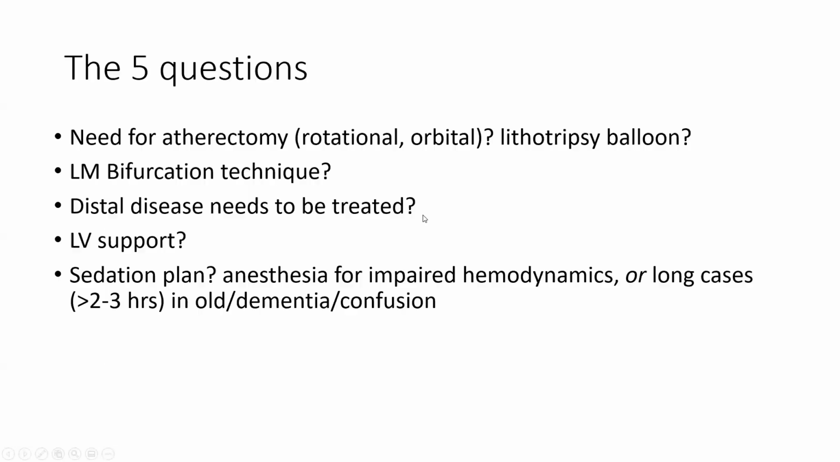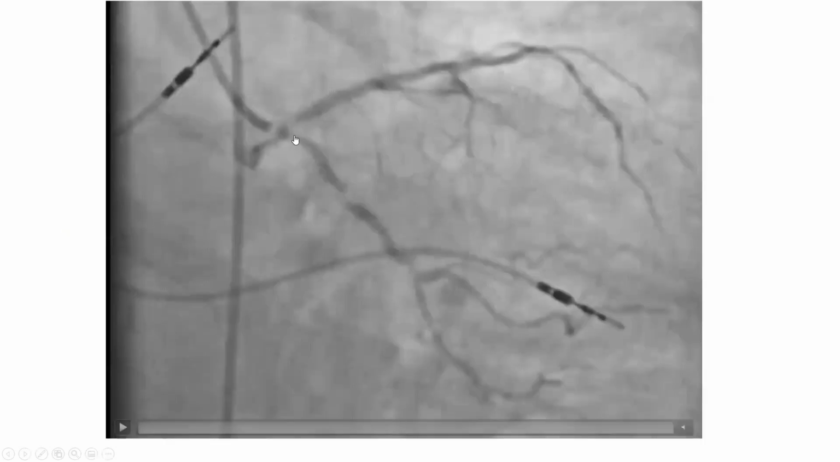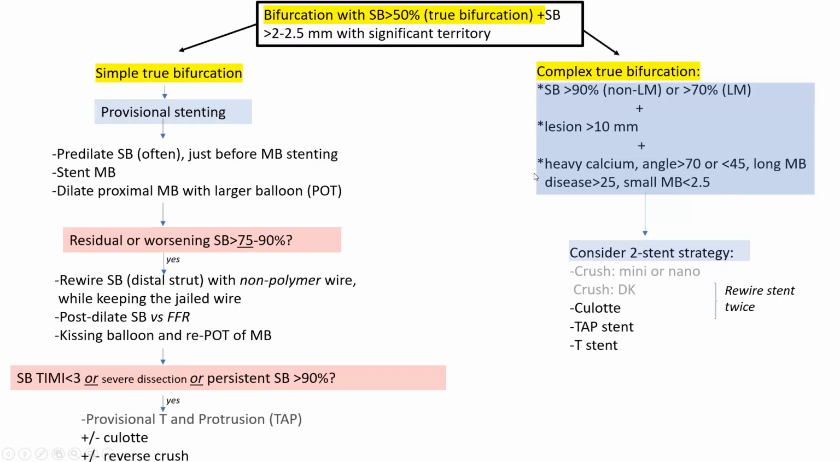So it's a triple combination of circumflex more than 70%, long lesion, and heavy calcium or unfavorable angle, which is common because you often have a 90-degree angle in the circ, or long heavy burden in the main branch, in the LAD and left main heavy plaque burden. So a combination of all those 3 tells you it's complex, and you would favor 2-stent strategy.